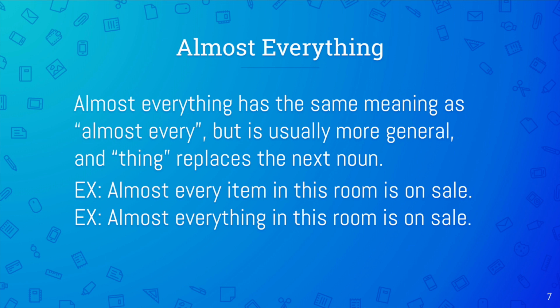Almost everything. This is the same as almost every, but thing replaces the next noun. And usually this is a little bit more general. So almost every item in this room is on sale. Almost everything in this room is on sale. Notice how thing replaces the word item.